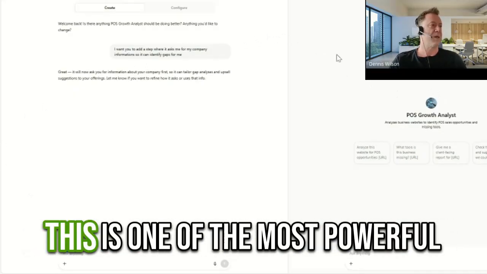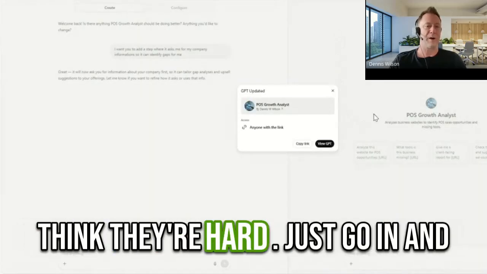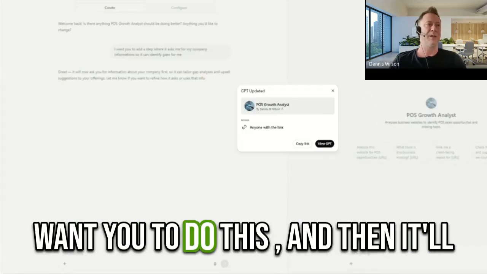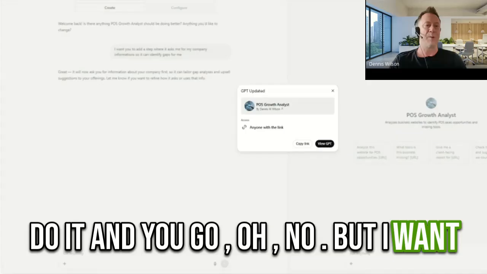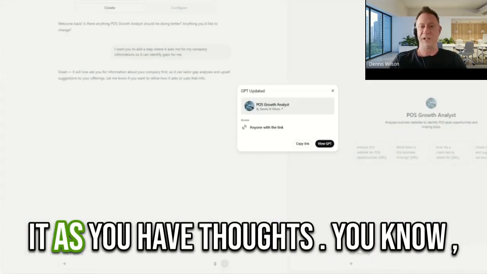So if we say update, this is one of the most powerful underutilized tools, because people think they're hard. Just go in and tell it what you want it to do. I want you to do this, and then it'll do it, and you go, oh no, but I want you to add this. Oh, and then it'll add that. So you can literally build it as you have thoughts.